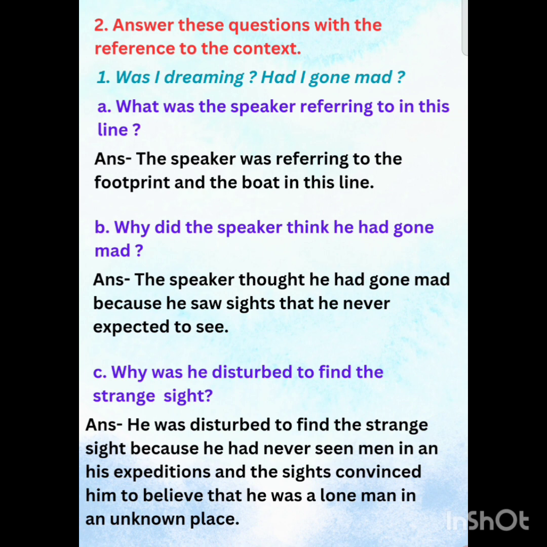Question C. Why was he disturbed to find the strange sight? Answer is, he was disturbed to find the strange sight because he had never seen men in his expedition, and the sights convinced him to believe that he was a lone man in an unknown place.